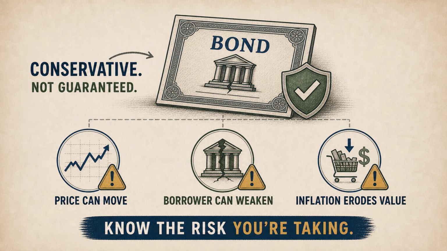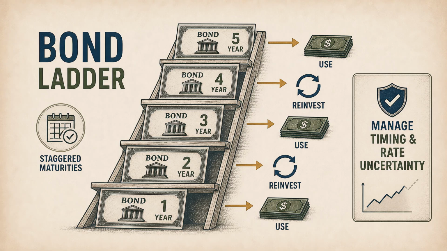People often call bonds conservative, and many bonds are less volatile than stocks. But conservative does not mean guaranteed. The bond's price can move. The borrower can weaken. Inflation can reduce purchasing power. The key is knowing which risk you are actually taking. One common approach is a bond ladder. Instead of putting all the money into one maturity date, an investor spreads bonds across several maturities. As each bond matures, the money can be used or reinvested. This can help manage timing and interest rate uncertainty.